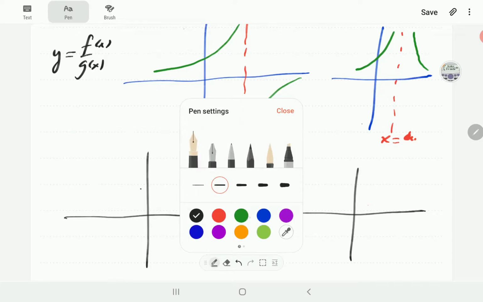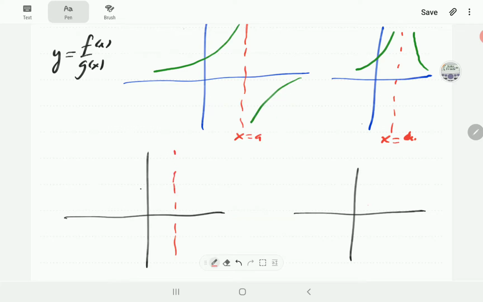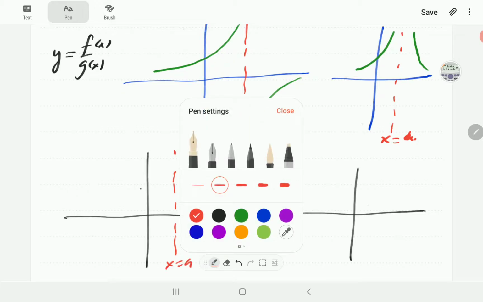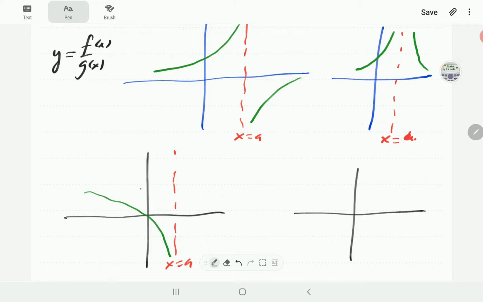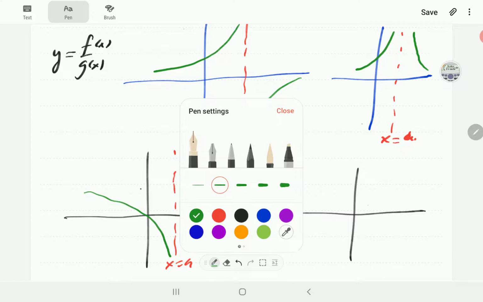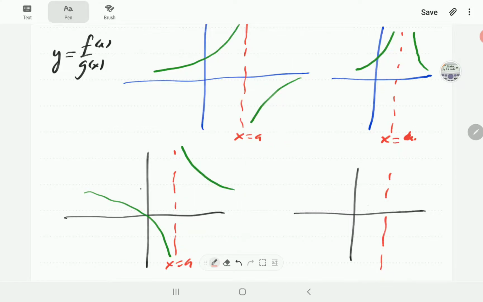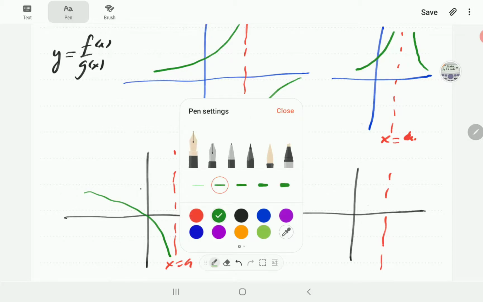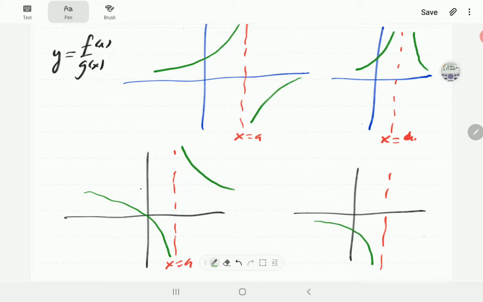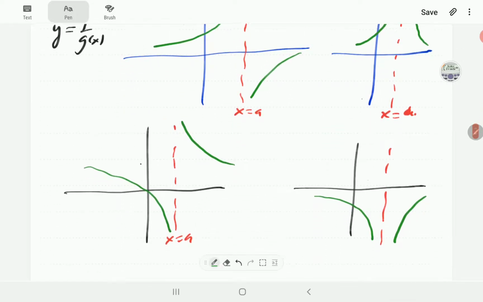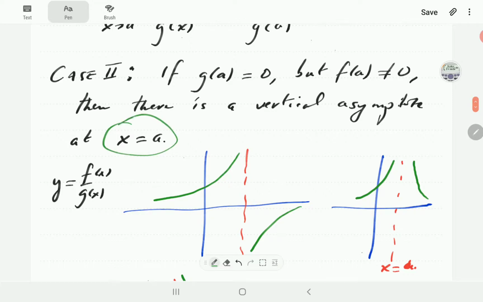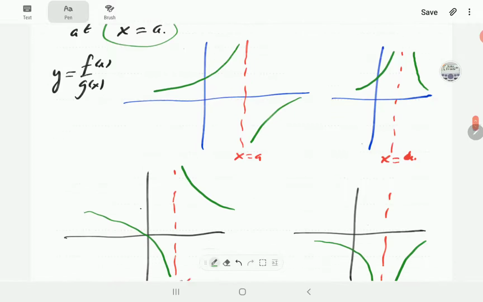In case number 3, you could have the left-hand side going down to infinity and the right-hand side going up to infinity. In case number 4, they could both go down to infinity. So the graph on the left is going down to infinity, and on the right it's also going down to infinity. So these are the 4 possible cases if x equals a is a vertical asymptote.